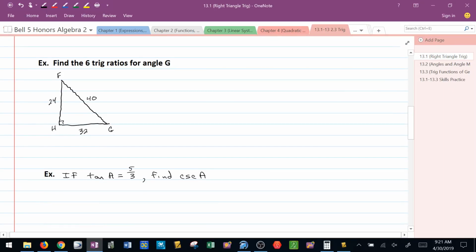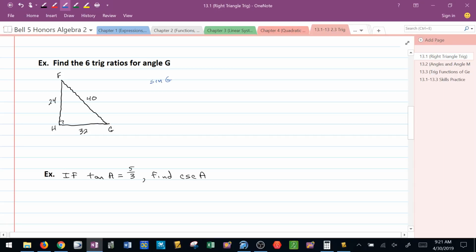Okay? So in this problem right here, they give us a picture of a triangle, and they give us the 3 side measurements in that triangle. They want us to find the 6 trigonometric ratios, and they tell me what angle to use as my reference angle. In this case, G. So the first thing that I want to do is try to figure out what are my sine, cosine, and tangent. And I'm making sure to remember SOHCAHTOA to help me with this.